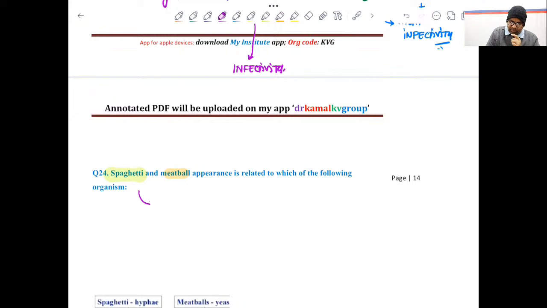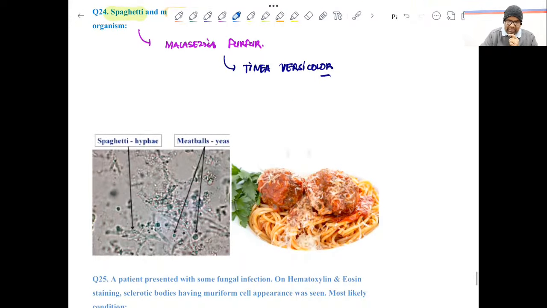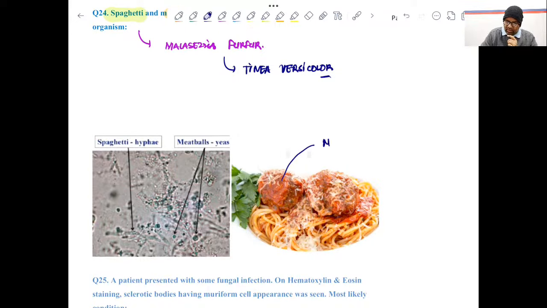Now this is related to Malassezia furfur, which is the causative agent for tinea versicolor. Clear? So this is the causative agent for tinea or pityriasis versicolor. And how we see it actually? So these are the meatballs, and here in the image you can see these rounded forms which are compared with the meatballs. Okay, so these are the meatballs here, and this is spaghetti.